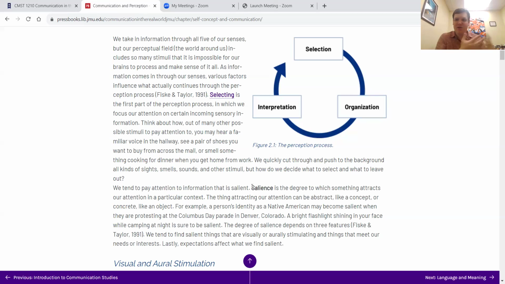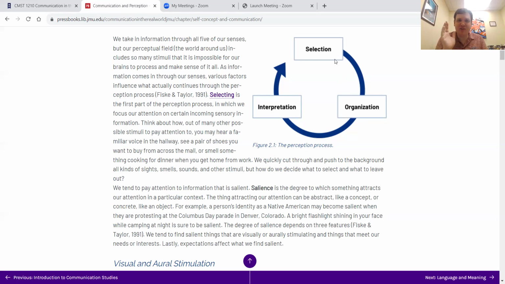If you like art, you may notice the art behind me on the wall here. You may pay more attention to those colors or patterns or whatever it may be. If you like animals, you may notice animals when you're going on a walk in nature more than other parts of it. It's whatever is attracting our attention that we're selecting, consciously or unconsciously, to take in and organize in some way. Another part of that selection process is how focused we are.